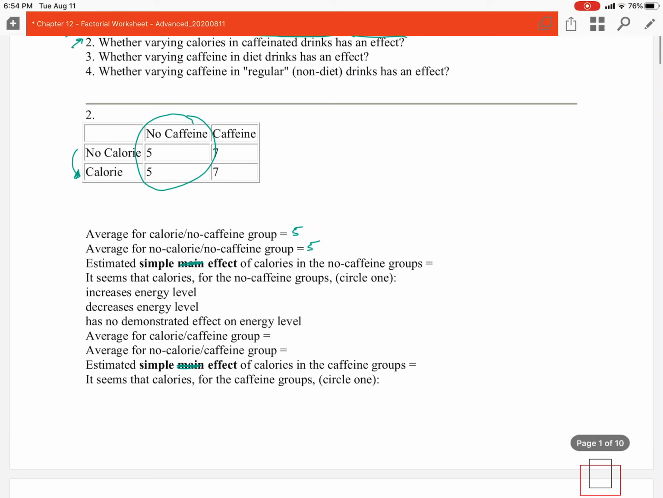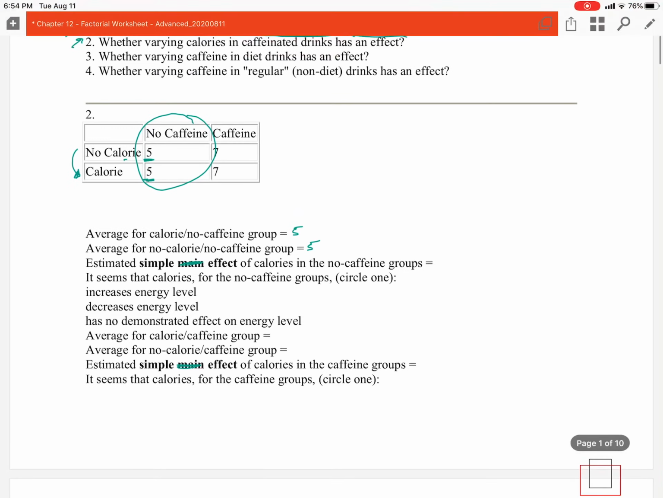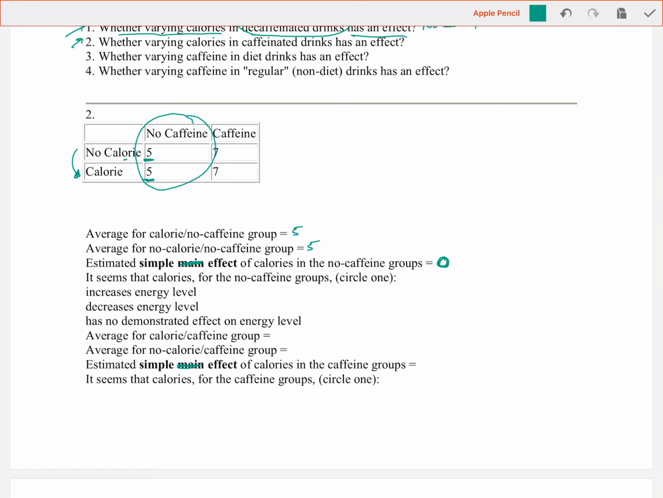So in other words, we're only looking within this group, and when we move from no calories to calories, what we see is we move from 5 to 5, or again down here from 5 to 5. The simple main effect of adding calories is 0. It doesn't change our energy levels at all. So it seems that calories for the no caffeine group has no demonstrated effect on energy level. 0 change in energy level. Okay? That's our simple main effect of calories within the no caffeine groups.